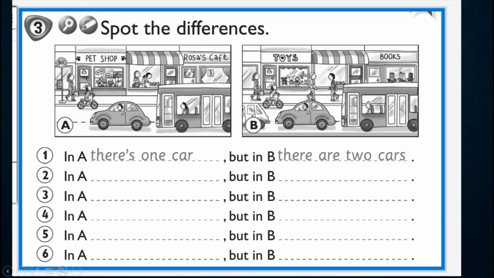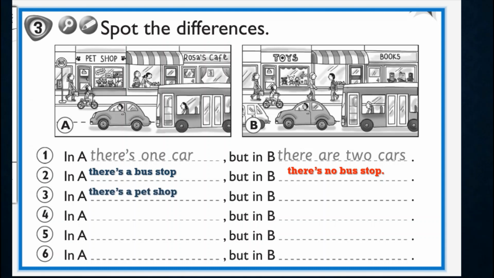Spot the differences. This was in our activity book where we had two pictures so that we can see. Okay, the first one: in picture A, there's one car, but in picture B, there are two cars. In picture A, there's a bus stop, but in picture B, is there a bus stop? Can you see one? There isn't a bus stop. So in picture A, there's a bus stop, but in picture B, there's no bus stop.